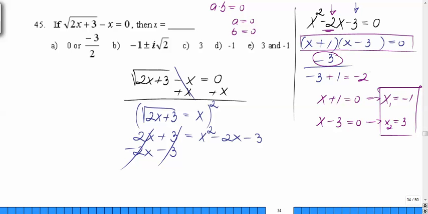Which one has these answers? It seems that E has 3 and negative 1, and this is the answer to the problem. Okay, you bubble in on your answer document E, 3 and negative 1, and you move on.